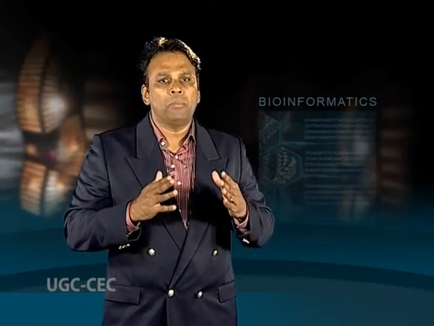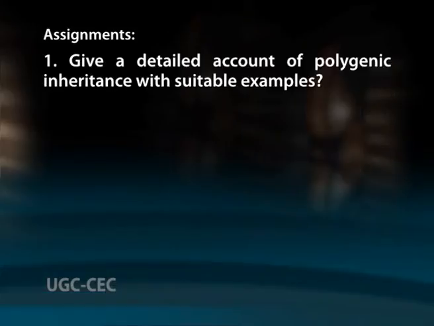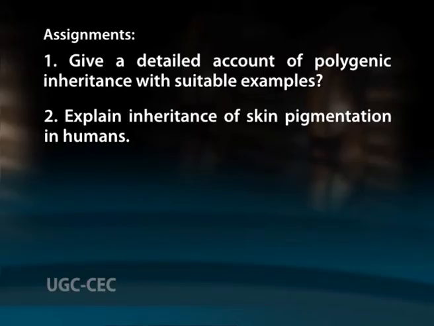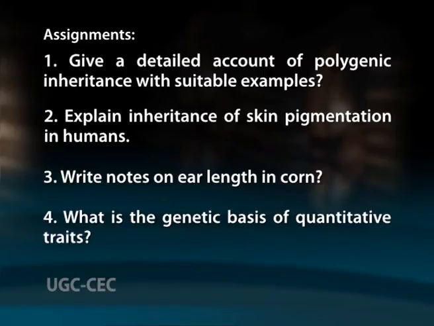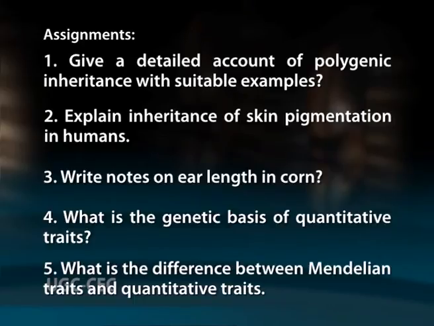Now, I will give you some assignments to work out. 1. Give a detailed account of polygenic inheritance with suitable examples. 2. Explain inheritance of skin pigmentation in humans. 3. Write notes on ear length in corn. 4. What is the genetic basis of quantitative traits? 5. What is the difference between Mendelian traits and quantitative traits?